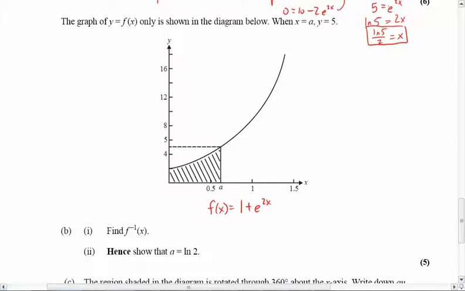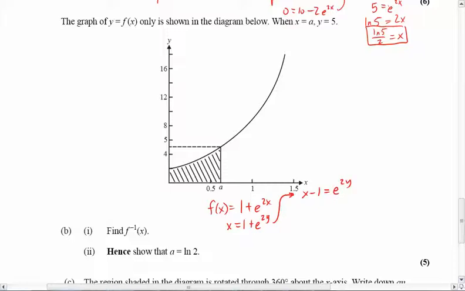Now it wants us to find the inverse. Inverse means you switch the x and the y. So let's rewrite it as x equals 1 plus e to the 2y. I interchange the x and the y, just temporarily. I'll put it back later. So I'm going to subtract the 1. So x minus 1 equals e to the 2y.